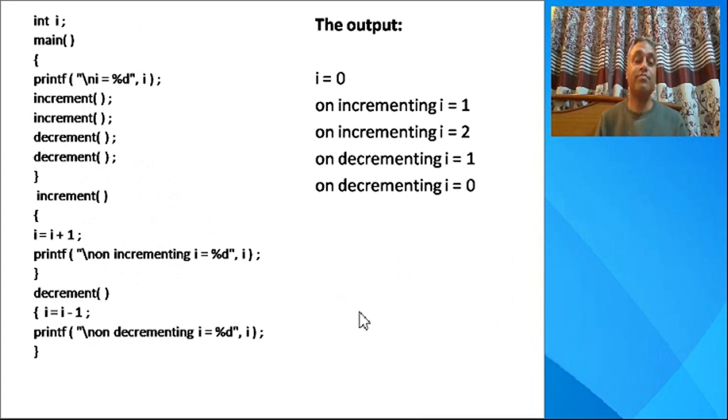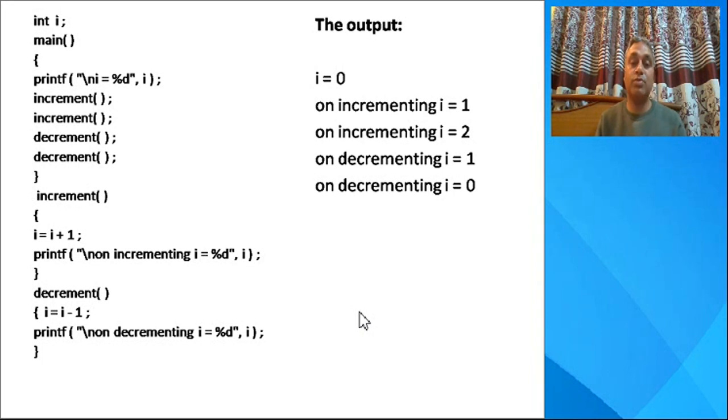Here is the example. Here I have declared a variable int I. After that, the main function. In the main function, first I have printed the value of I. After that, I have called a function increment 2 times and called another function decrement 2 times. After that, I have defined the functions increment and decrement. In the increment function, I have simply incremented the value of I and printed the value of I. In the decrement function, I have decremented the value of I by 1 and just printed the value of I. Now look at the output.